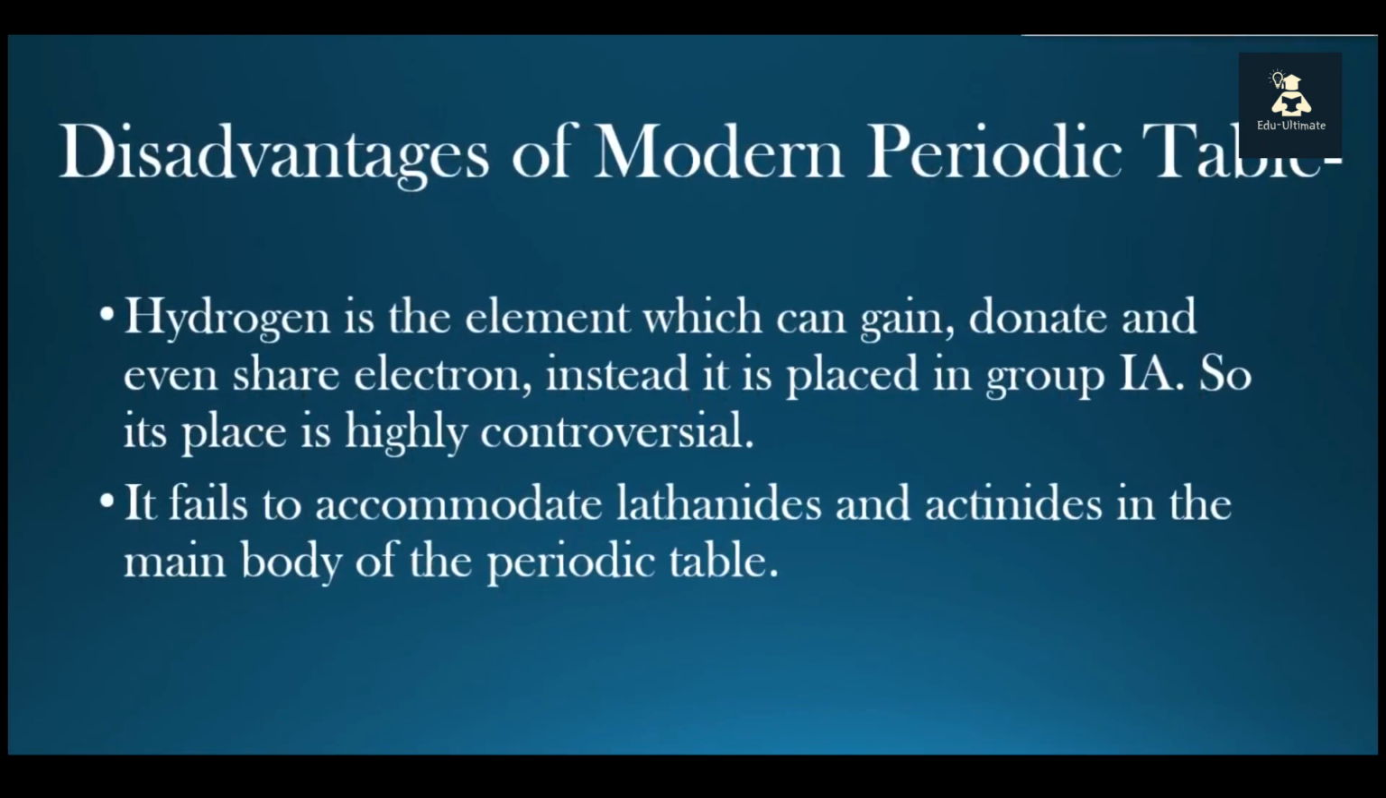Disadvantages of the modern periodic table. Hydrogen is the element which can gain, donate and even share electrons. Instead, it is placed in group 1A, so its place is highly controversial, and the table fails to accommodate lanthanides and actinides in the main body of the periodic table.